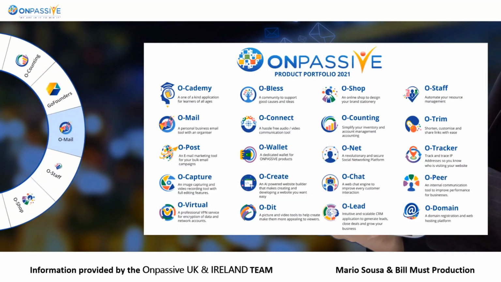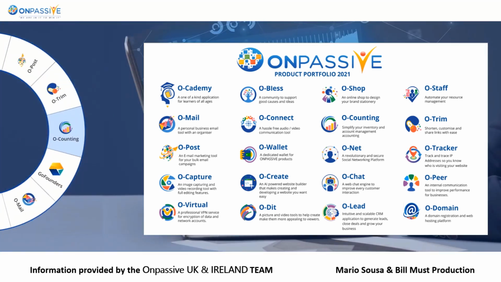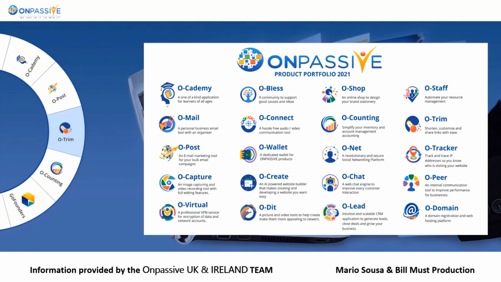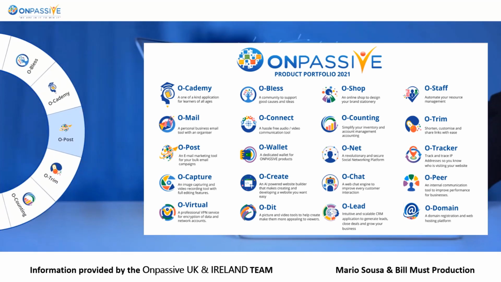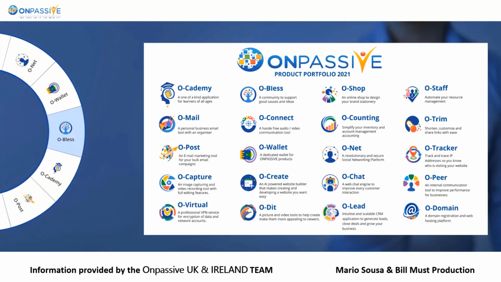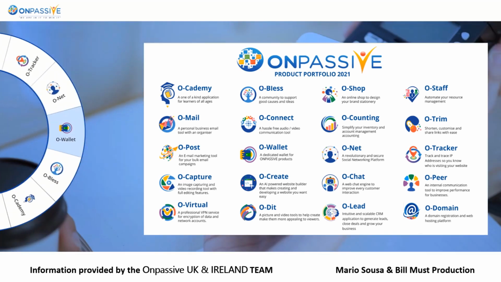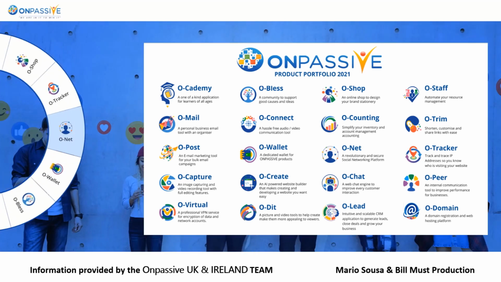Onpassive Product Portfolio 2021. Academy, a one-of-a-kind application for learners of all ages. Bless, a community to support good causes and ideas. Shop, a community to support an online shop to design your brand stationery. Staff, automate your resource management. Mail, a personal business email tool with an organizer. Connect, a hassle-free audio-video communication tool.